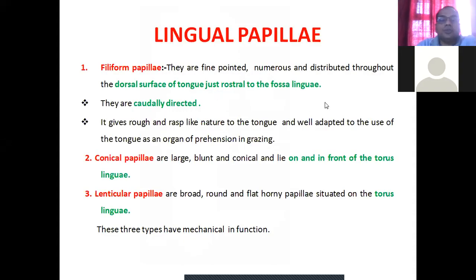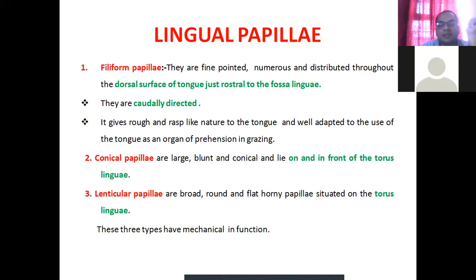So here you see, I told you, filiform papillae are very fine, pointed, numerous, and distributed throughout the dorsal surface of the tongue, just rostral to the fossa lingui. If you look closely, these very fine papillae are visible. They are caudally directed. And what is the role of these papillae? They give the roughness and rasp-like nature to the tongue, well adapted for use of the tongue as a prehensile organ during grazing.